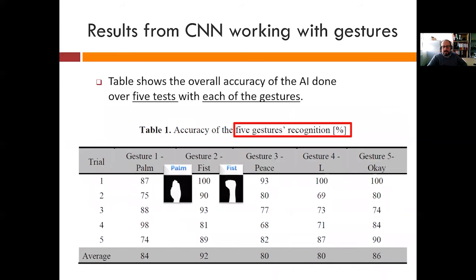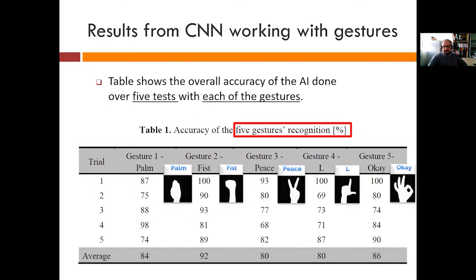So after you have performed the proper training of the system, we look at 5 gestures, which are palm, which is this kind of configuration where you look only at the palm, you don't play with the fingers. Fist, which is when you close your hand. Peace, again a daily life gesture. L and OK.